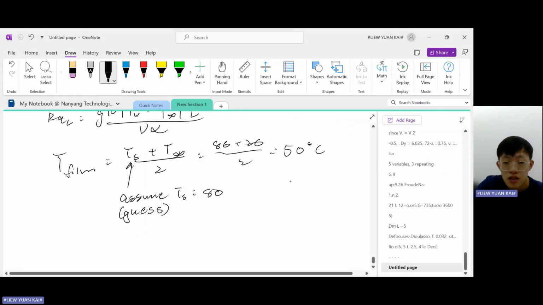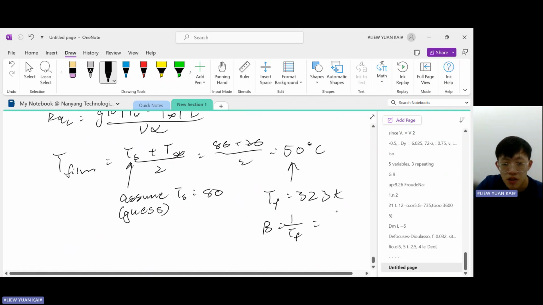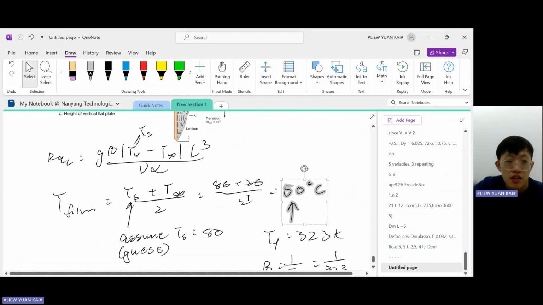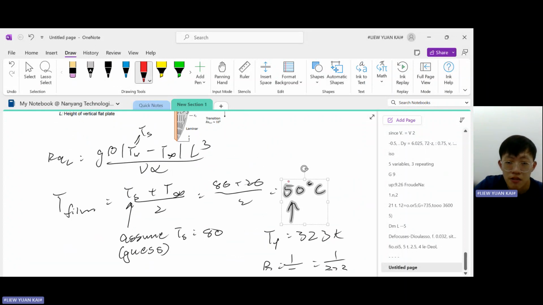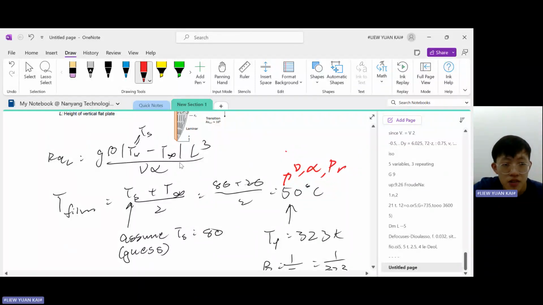Okay, so convert this to Kelvin. My film temperature is 323 Kelvin. So that means my beta is 1 over Tf, which is equal to 1 over 323. You will use this 50 degrees Celsius to find the fluid properties. This will help you find your nu, your alpha, your Prandtl number, and whatever have you.